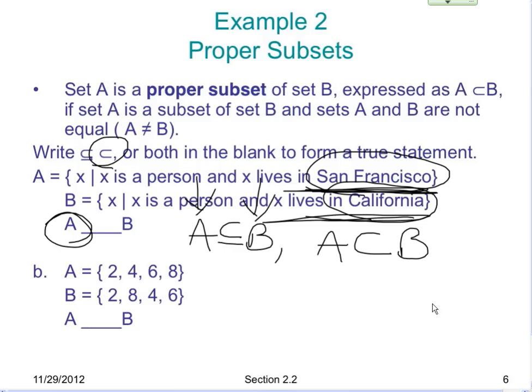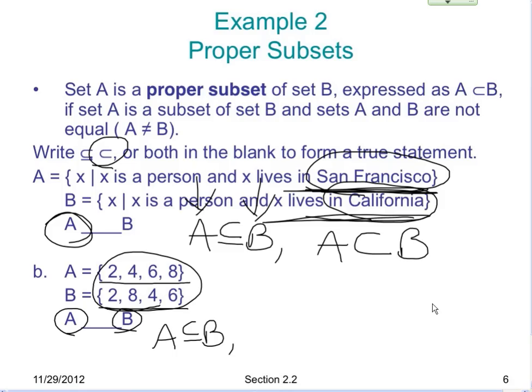Example B, we have the set 2, 4, 6, 8, and we have 2, 8, 4, 6. So the question is, is every element in A also in B? Yes, so A is a subset of B. The next question, are the two sets equal to each other? Yes. Every element that's in one is also in the other. The two sets are equal.